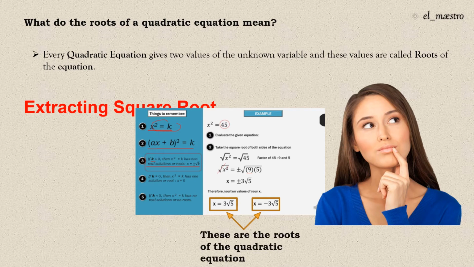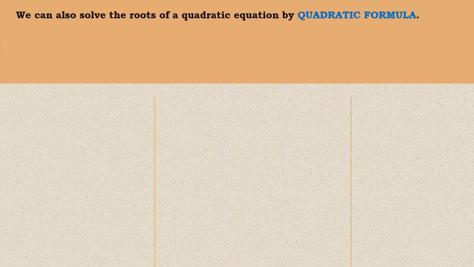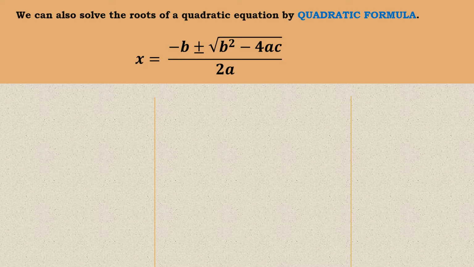So the values we got when we solved the quadratic equation are actually the roots. When we are asked to add or multiply the roots, we first need to solve for them. Once we have the roots, then we add, then we multiply. We can also solve the roots of a quadratic equation by the quadratic formula. Remember? I hope you can still remember this.